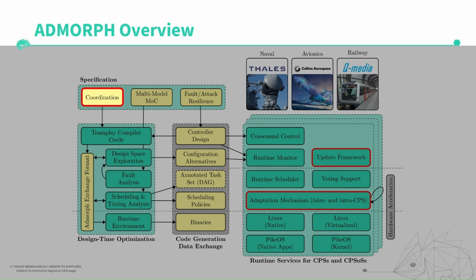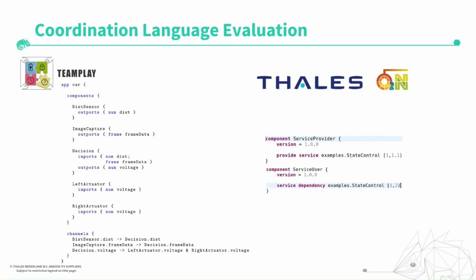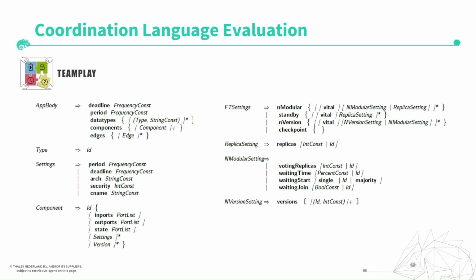The goal was to evaluate the concepts and features of the coordination language and investigate their usability for a radar surveillance system application. However, this was not necessarily with the intent of implementing the coordination language for our use case. Initial impressions of team play were quite good, with a parallel between team play and the DSL currently in use at Thales being immediately apparent, as both languages model applications as a set of interoperating components with respective inputs and outputs.